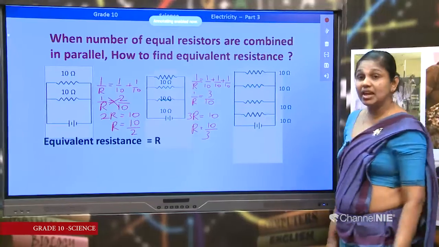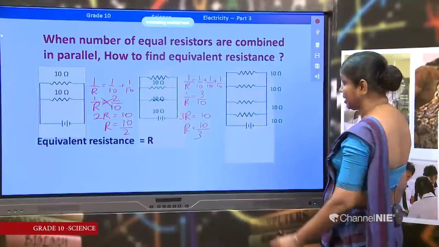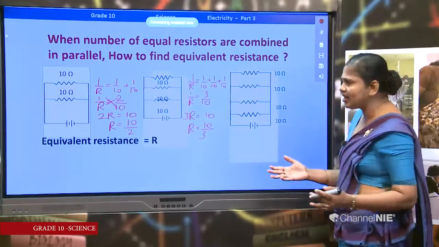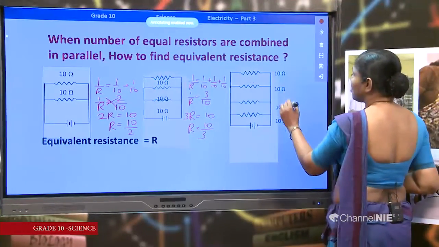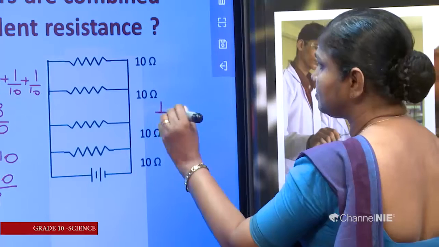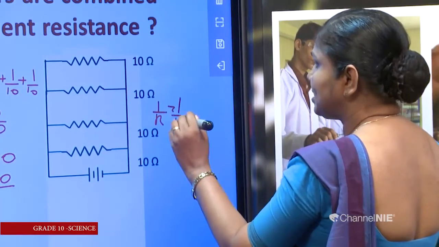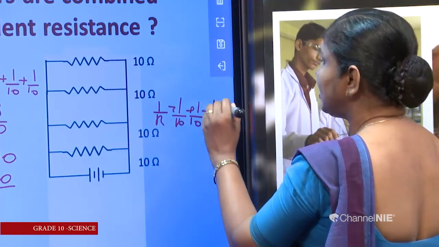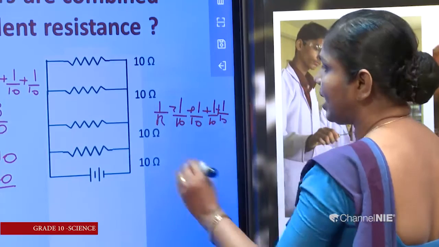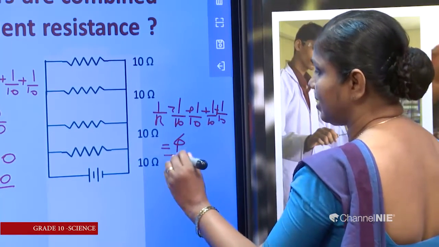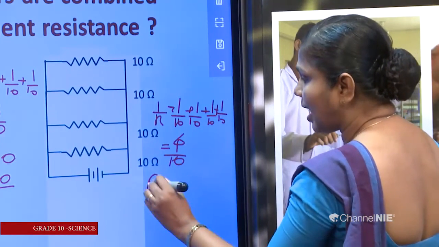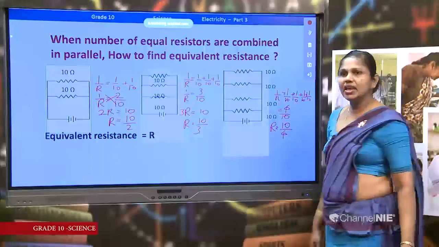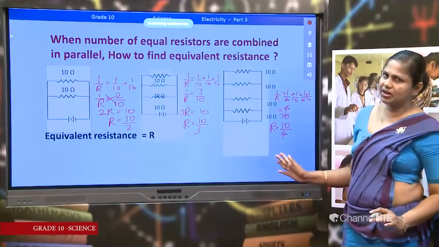When 4 such equal resistors are connected in parallel, you should be able to understand, children. Nothing to calculate, right? Here 1 over R equals 1 over 10 plus 1 over 10 plus 1 over 10 plus 1 over 10. Then 4 over 10, that means R equals 10 over 4. What can you understand by this, children?